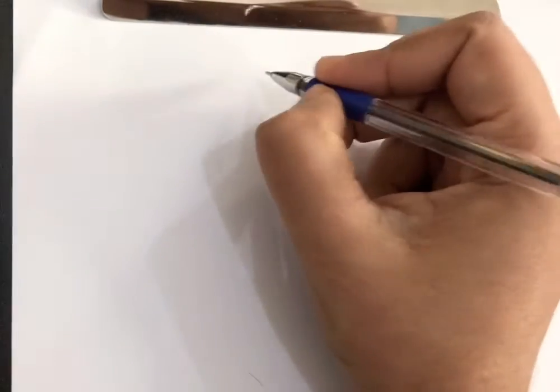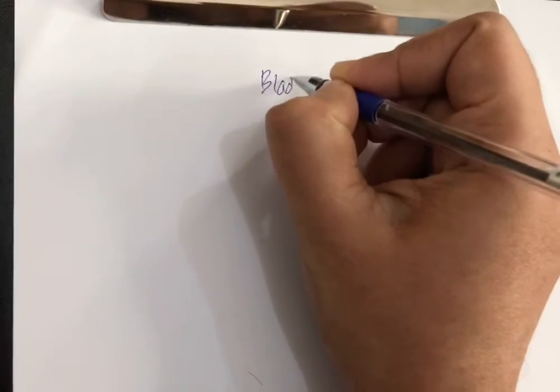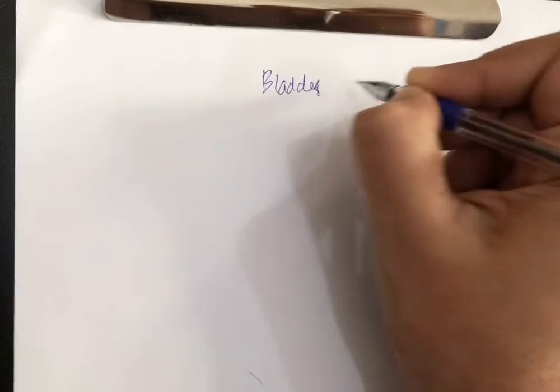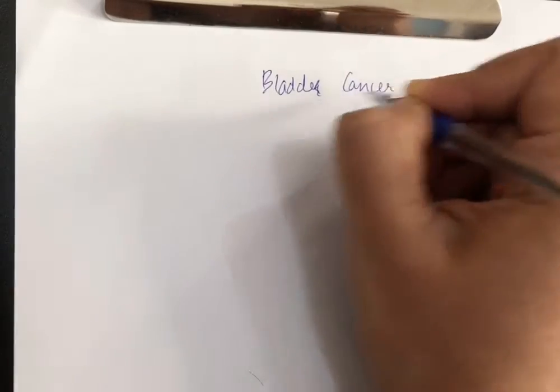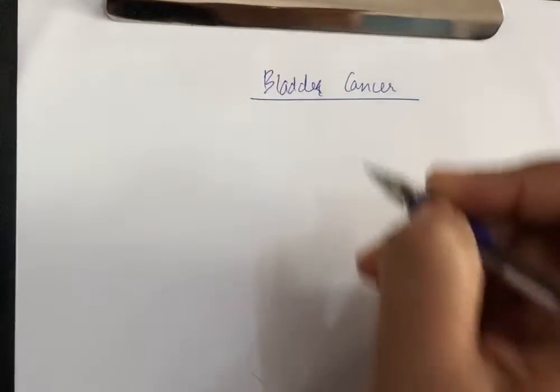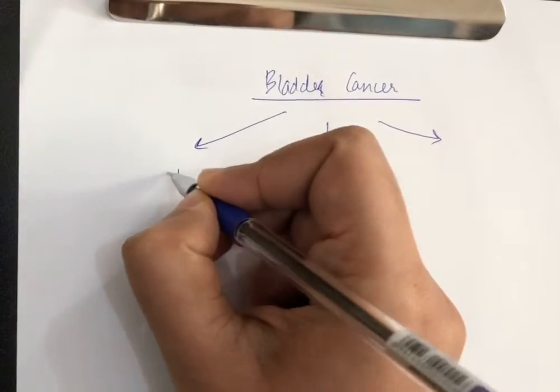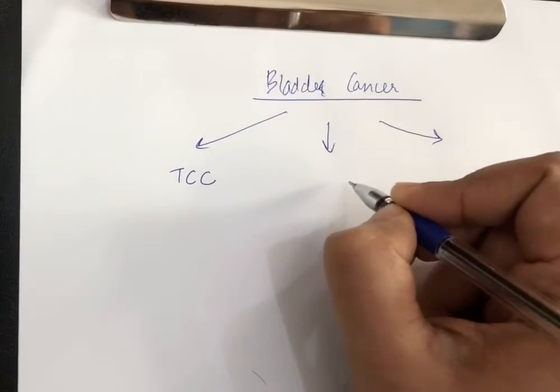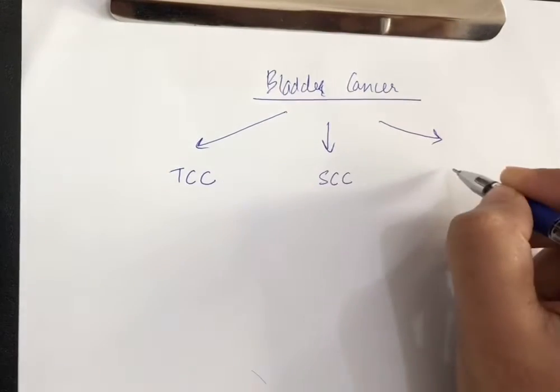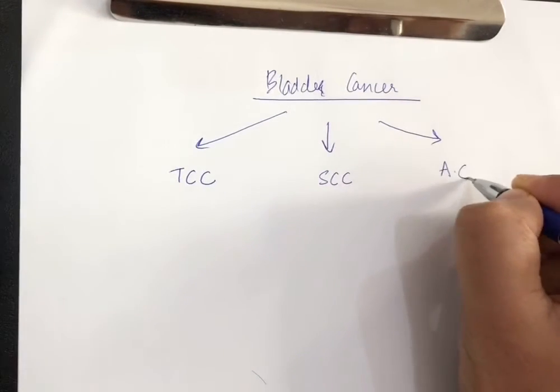Okay, so now I'll tell you about bladder cancer. Bladder cancer can be of three types. It can be either transitional cell carcinoma, squamous cell carcinoma, or adenocarcinoma.